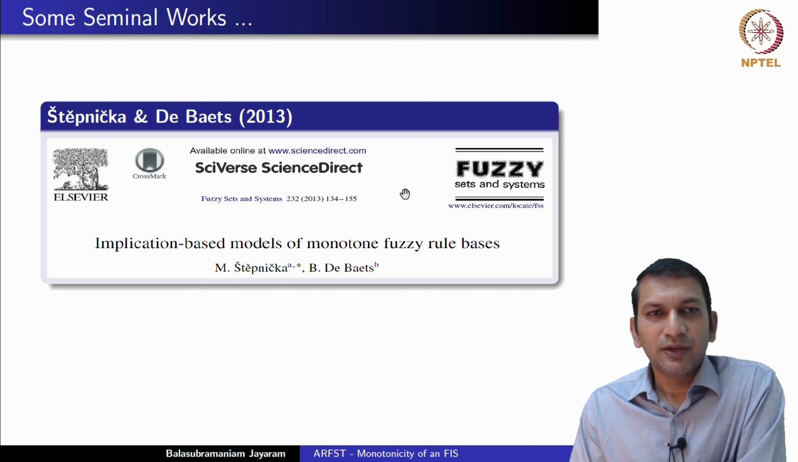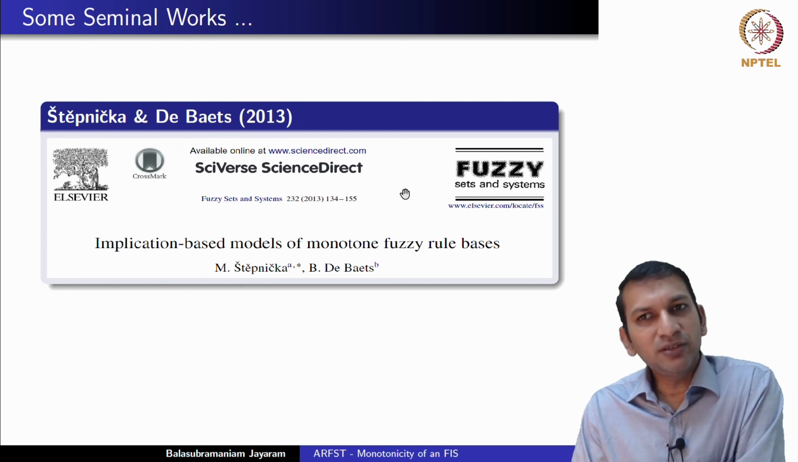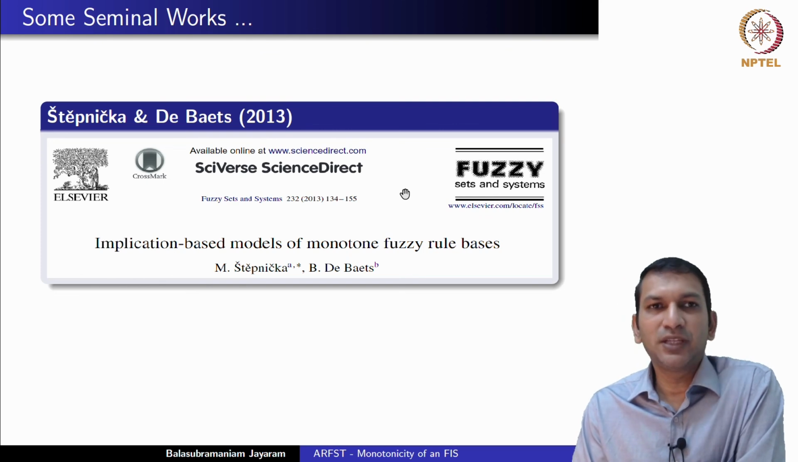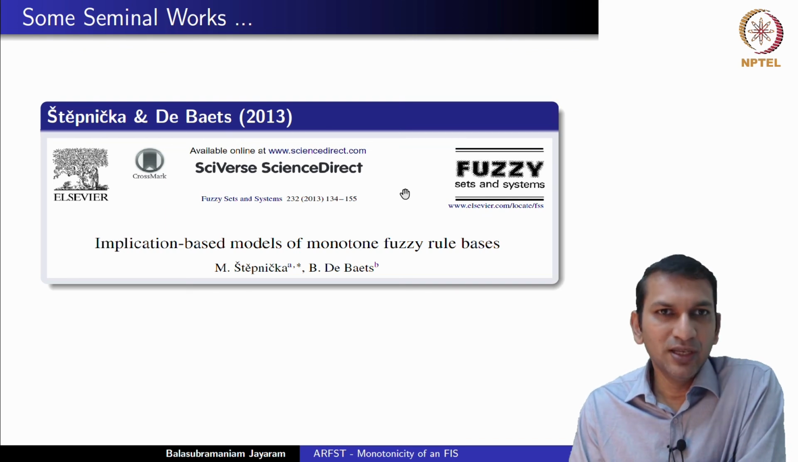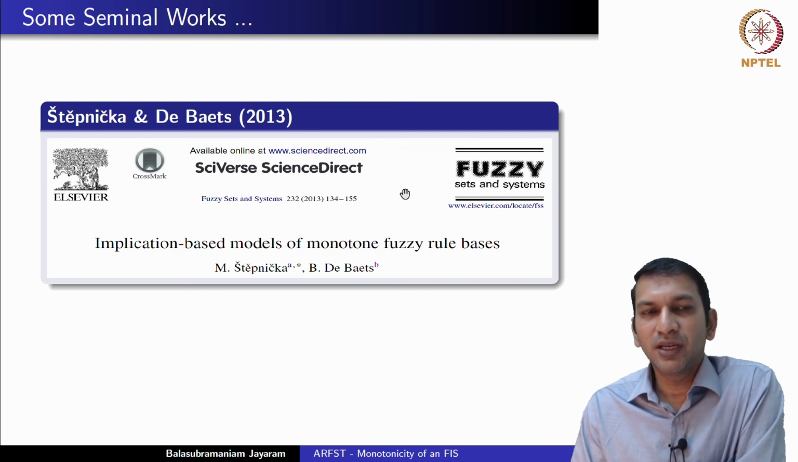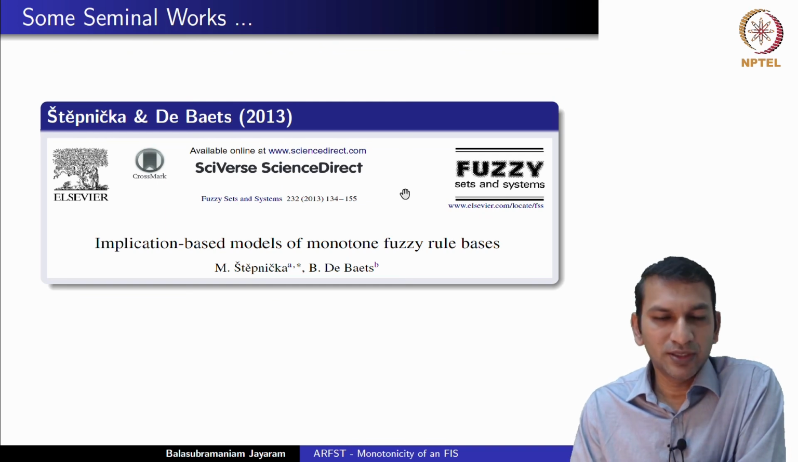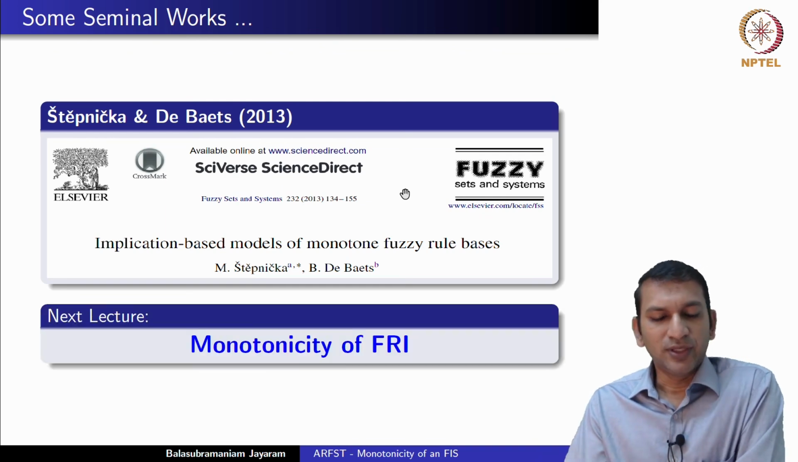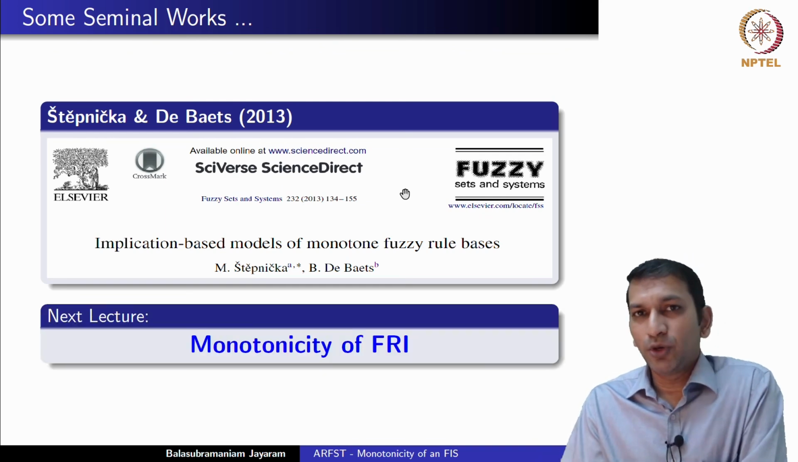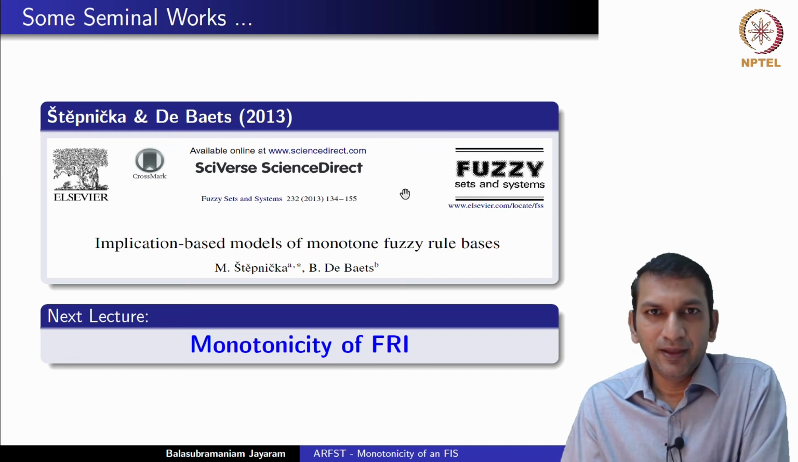In our work, in this lecture series, what we would see is, without transforming the rule base and with as general a class of operations as we could consider, when do we ensure monotonicity? What are the conditions required to ensure monotonicity? This will be the focus in this lecture series. We will not touch upon those works. So in the next lecture, we will discuss monotonicity of FRI.